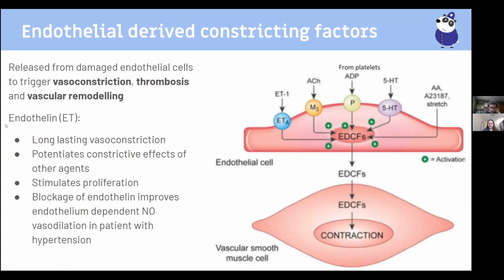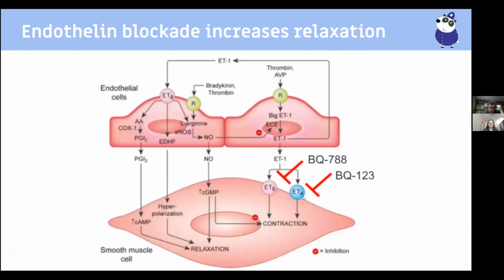Endothelin, I would say, is the most important one to know of these vasoconstrictors. They're long-lasting vasoconstrictors. They potentiate the effect of other vasoconstrictive elements, and they stimulate proliferation. We remember before we said acetylcholine and muscarinic receptors, that's come up again. 5-HT is serotonin, don't really need to know that. Stimulates proliferation in this context. So a treatment that exists is the blockage of endothelin. And as a result, that leads to increased vasodilation in patients with hypertension. So this is a slide on some drugs that block endothelin and increase relaxation.